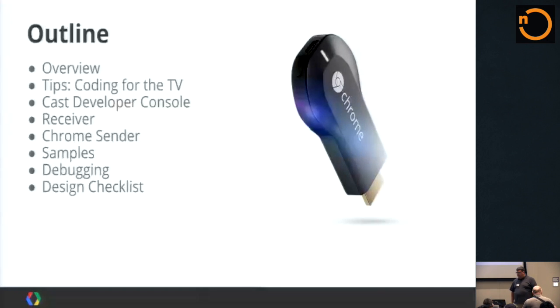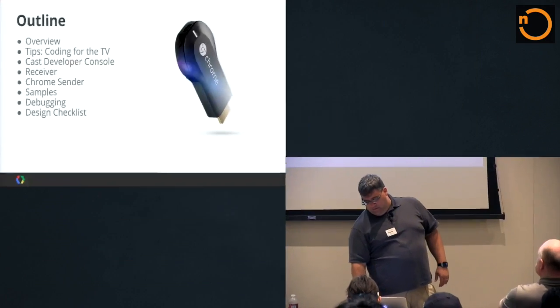Cool. So what are we going to talk about today? We're going to talk about Chromecast and the Cast SDK and Google Cast. And we'll talk about some general tips for coding for the TV, no matter which platform, Roku or Xbox or Apple TV or Chromecast. Some general kind of guidance there. And then we'll start diving into more Chromecast-specific things, talking about the developer console, writing receivers, which is the code that runs on your television, senders from Chrome, and then we'll talk about samples and debugging and some of the design checklist stuff that we have.